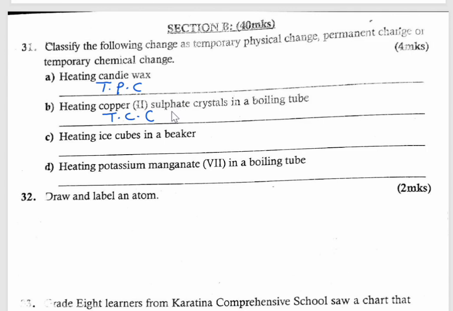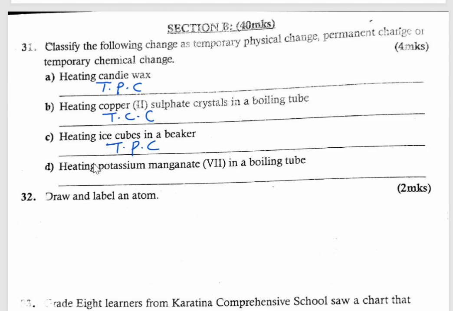So when you add water, it restores the blue crystals, and therefore we can say it is a temporary chemical change. So a temporary chemical change is a change in which a new substance is formed and the process can easily be reversed. Part C, heating ice cubes in a beaker. So this is a temporary physical change. The reason is because when you heat it, it is going to change into a liquid, and then the process can be reversed by freezing. So it's a temporary physical change.